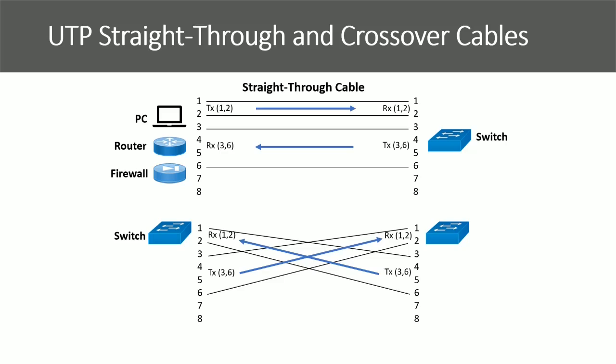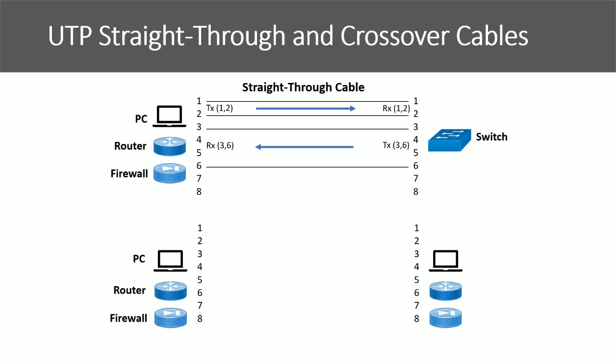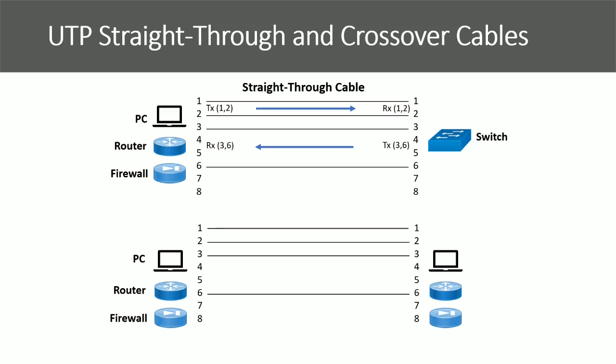Now let's assume we have a different setup. Let's assume we have PCs, routers and firewalls on both ends and they need to communicate with each other. And let's assume we have the same cable with 1 2 connected to 1 2 and 3 6 connected to 3 6. In this case, we have TX or transmitters in pin 1 and 2 on both ends and receivers are in pin 3 and 6 on both ends.